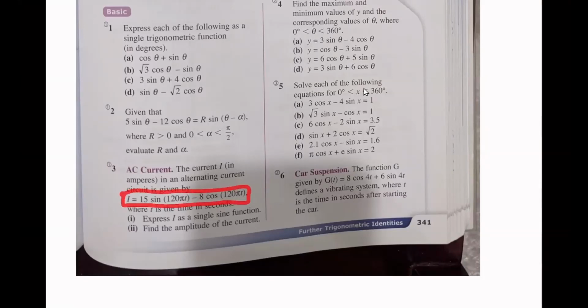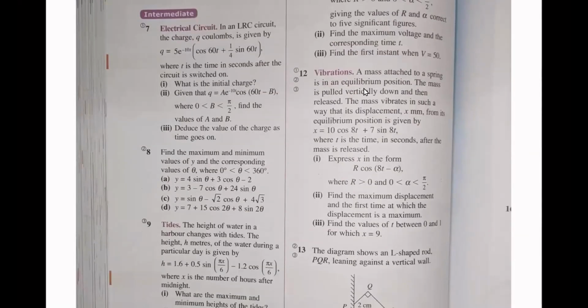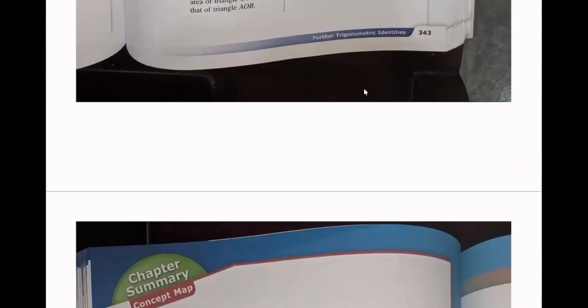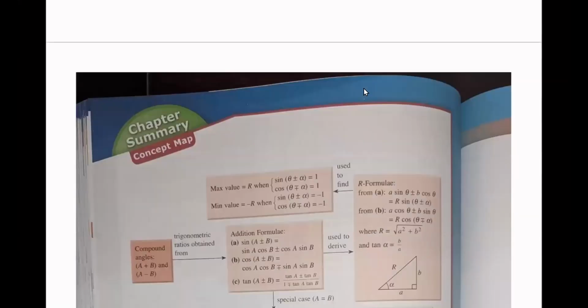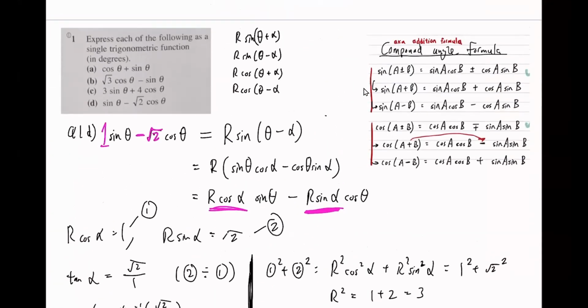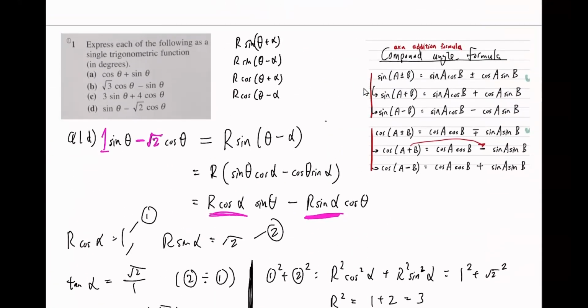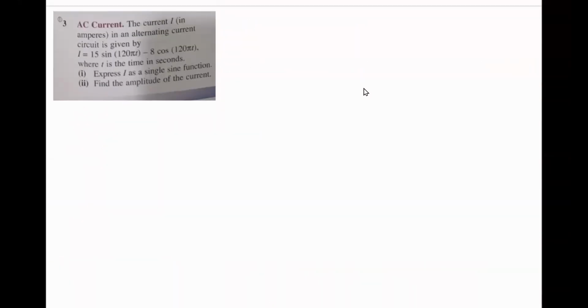Where t is the time in seconds. Now part 1 asks you to express I as a single sine function. So let me copy down the question first, and the formulas that are relevant, so we don't need to keep scrolling up and down. Copy, scroll down, paste.